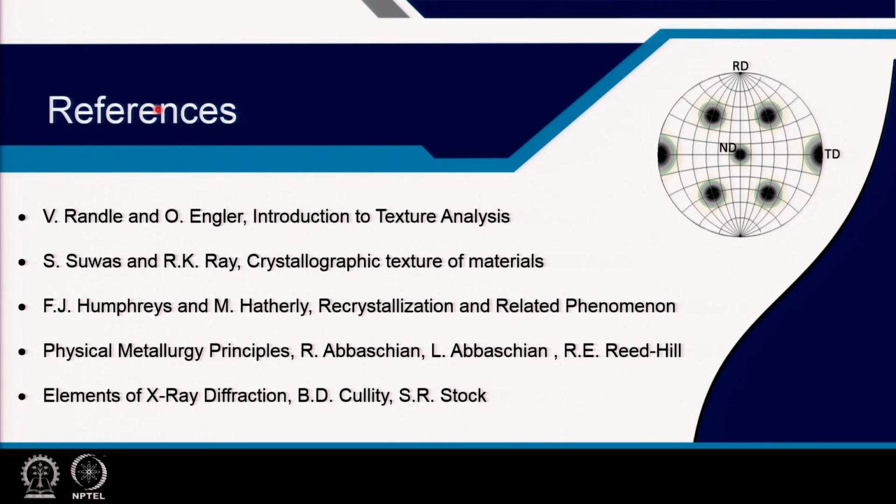The references that will be used in this course are: first, Introduction to Texture Analysis by Valerie Randle and Olaf Engler, Crystallographic Texture of Materials by Satyam Suwas and Ranjit Kumar Ray, Recrystallization and Related Phenomena by Humphreys and Hatherly. One should also look into two basic books which are very important for this course, that is Physical Metallurgical Principles by Reed-Hill and Elements of X-ray Diffraction by Cullity and Stock.